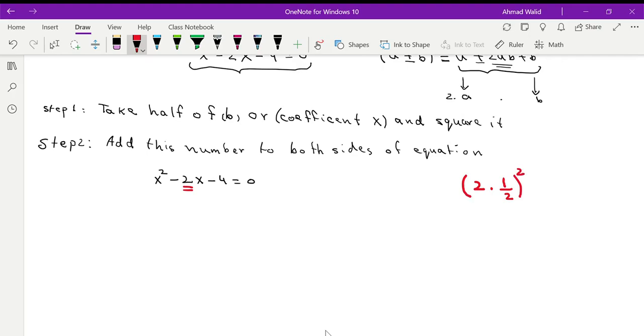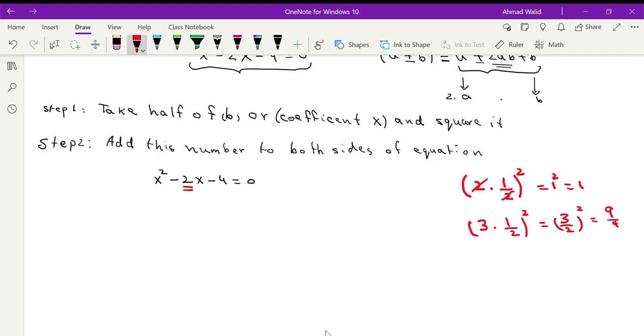I'll show you in a red pen here on the right side. 2 cancels out with 2 and you end up with 1 squared, which gives you 1. For example, if the coefficient of x was 3, correct? If you multiply it by 1/2, it gives you 3 halves. You will end up with 3 halves squared, which means 9/4.